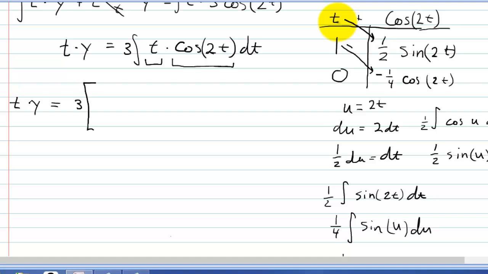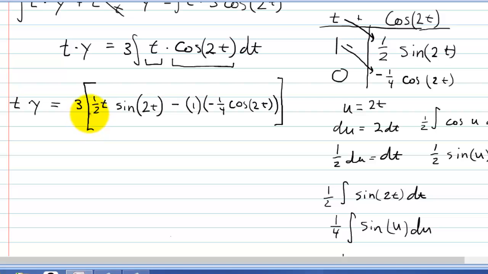So the first part is t times 1/2 sine, and this is a plus. So this is going to be, well actually, it's going to be 1/2 t sine 2t. This next part is going to be a negative. So it's going to be negative 1 times negative 1/4 cosine 2t. So after I get this, I'm going to multiply the 3 into both of these. So this is just going to become t times y is equal to 3.